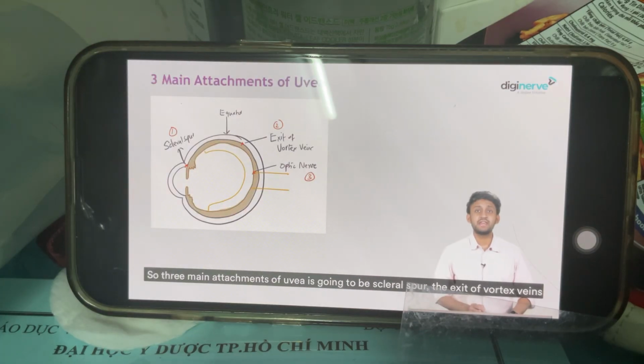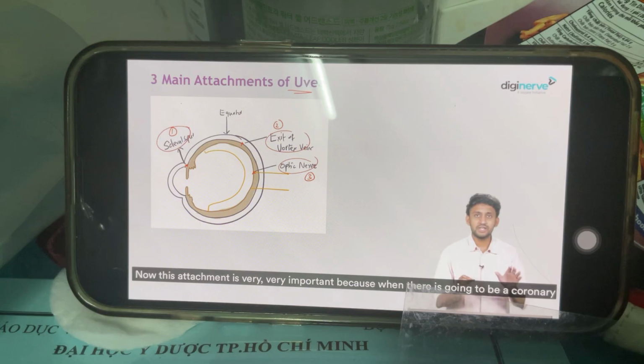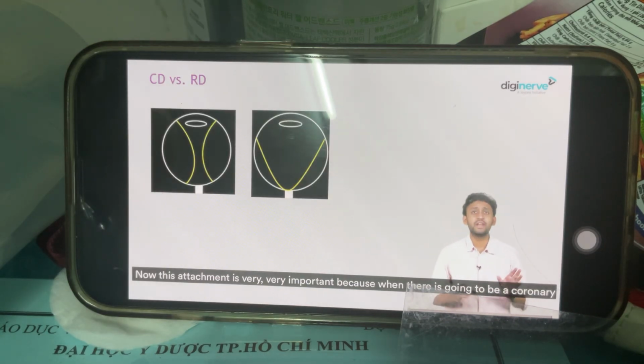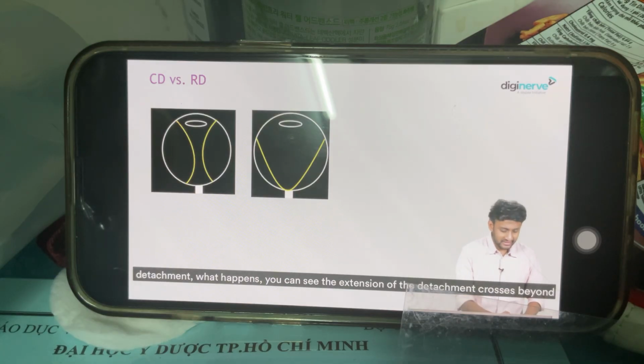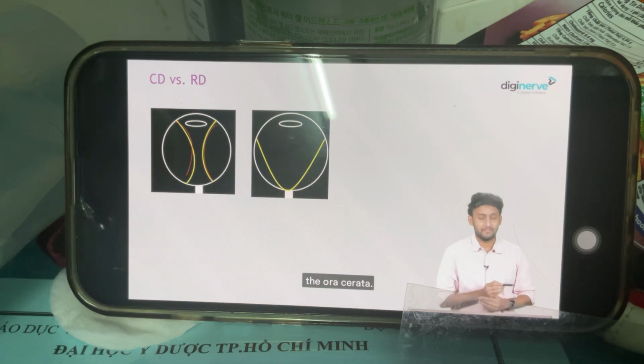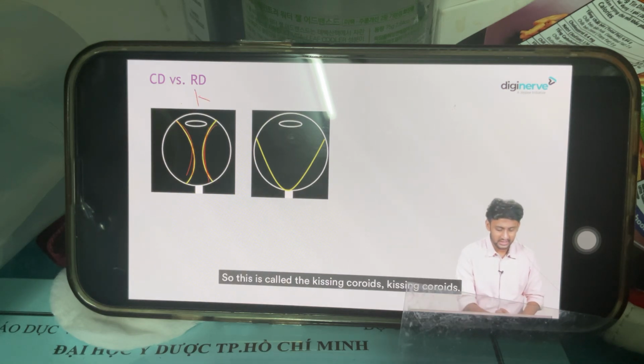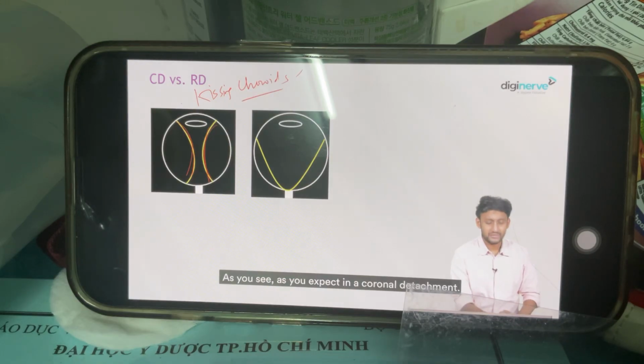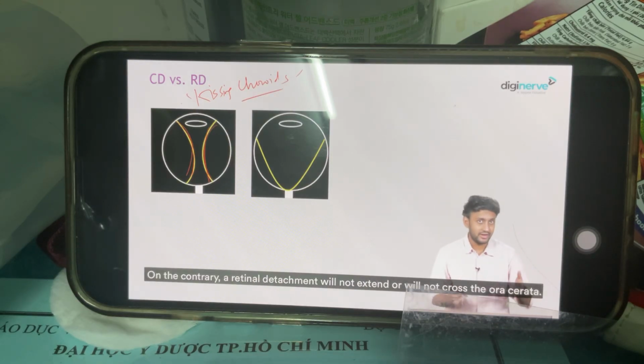The three main attachments of the uvea are the scleral spur, the exit of the vortex veins, and the optic nerve. This attachment is very important because when there is a choroidal detachment, the extension of the detachment crosses beyond the ora serrata. This is called the kissing choroids, as you expect in a choroidal detachment. On the contrary, a retinal detachment will not cross the ora serrata.